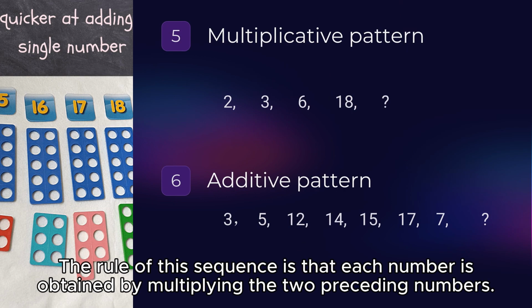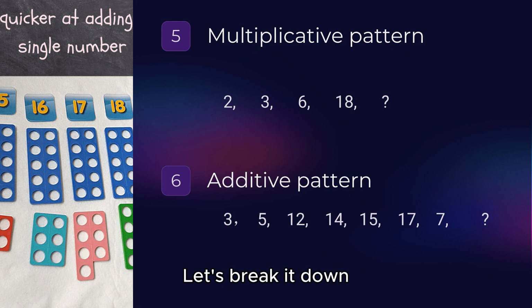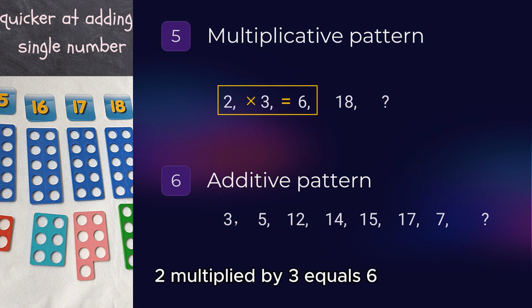The rule of this sequence is that each number is obtained by multiplying the two preceding numbers. Let's break it down. 2 multiplied by 3 equals 6.